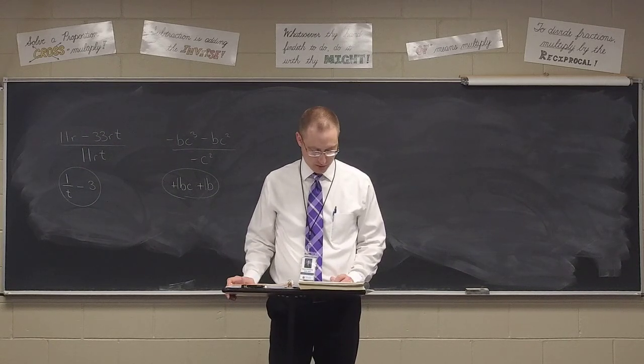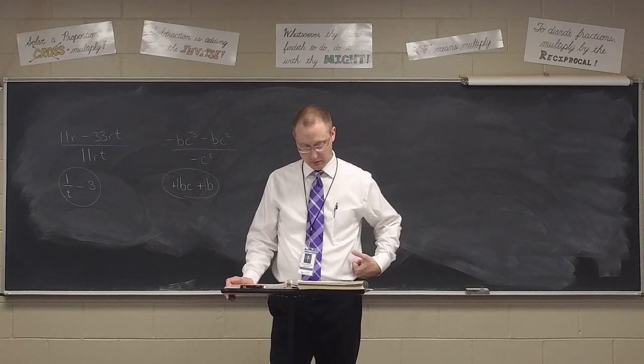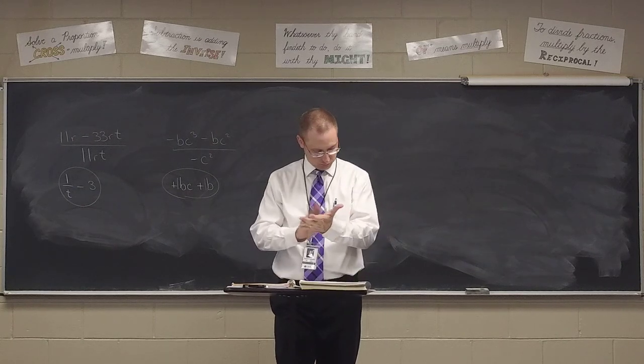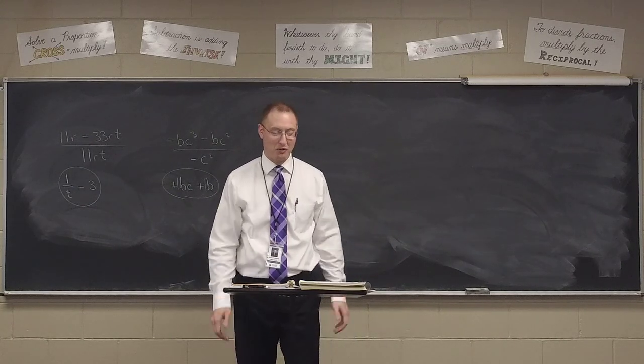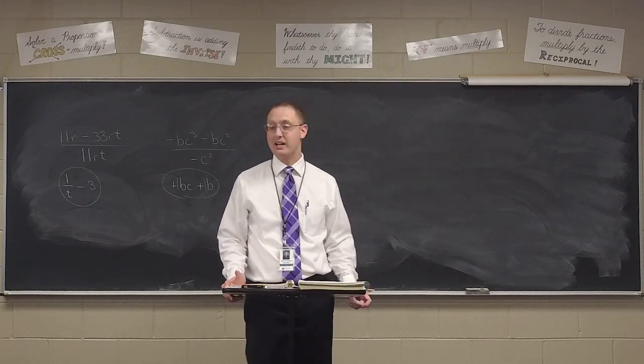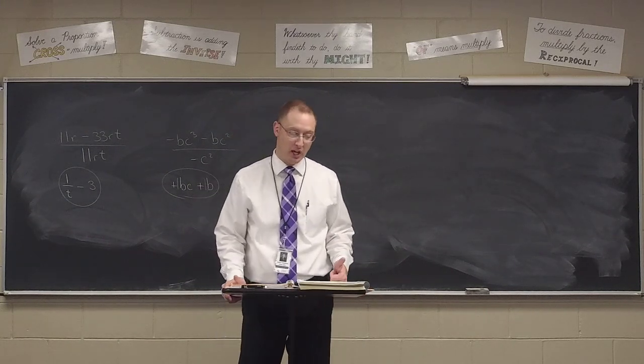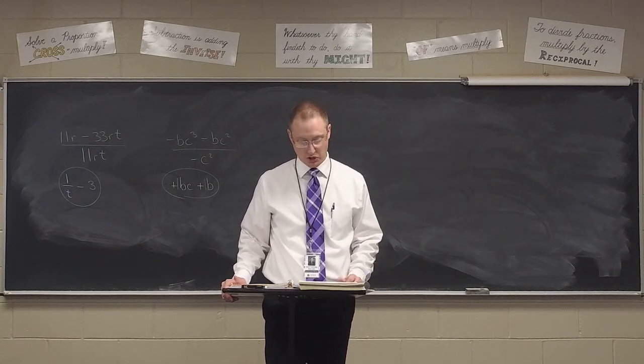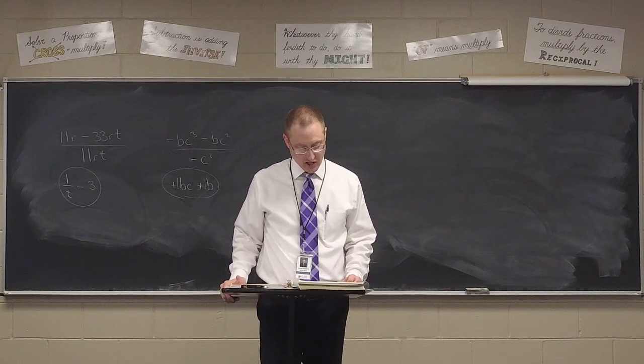3y squared over 2x, negative 2 over 3x squared. 3y squared over 2x minus 2 over 3x squared. Again, you can't divide 9 by 6, so reduce it to 3 over 2. You can't divide 4 by 6, reduce it to 2 over 3. Great job.